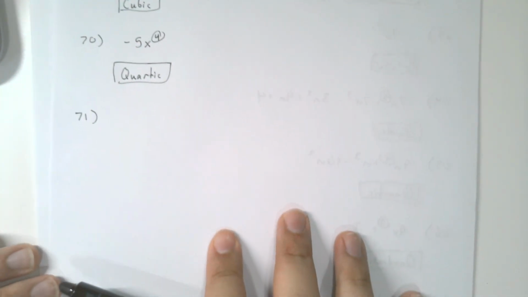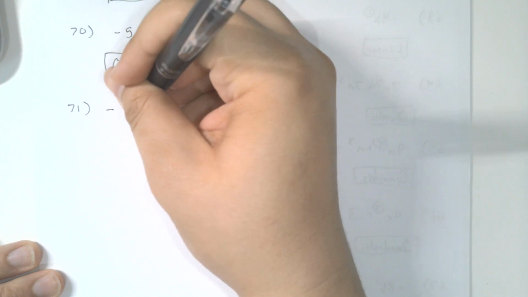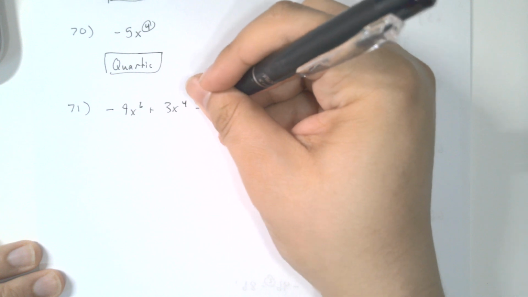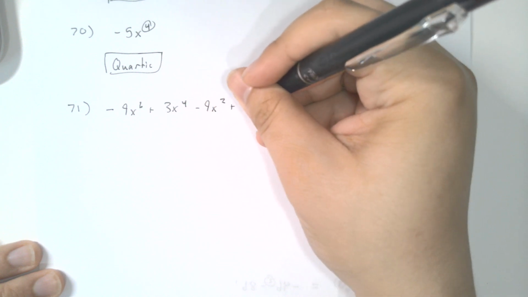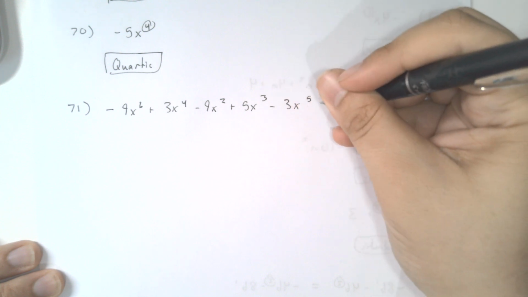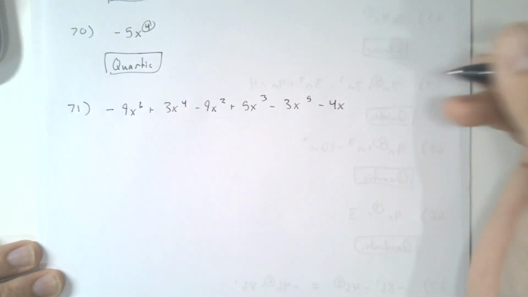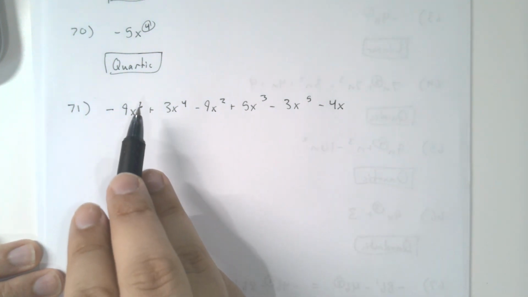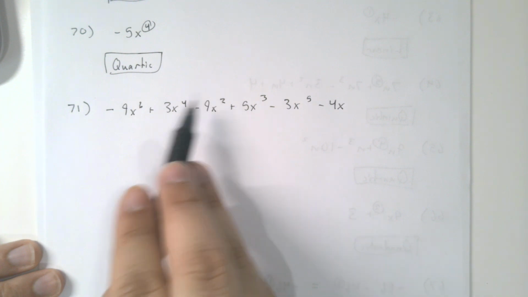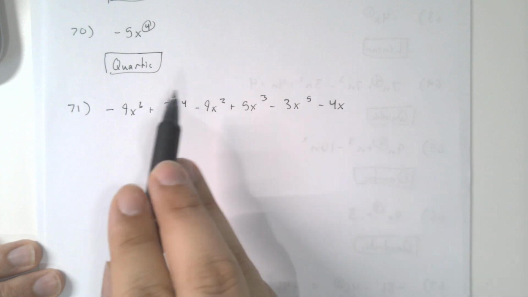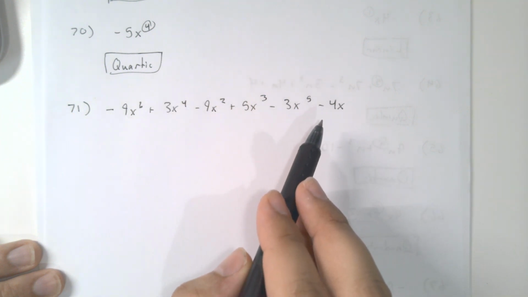For number 71, this is a long one. We have negative 9x to the sixth plus 3x to the fourth minus 9x to the second plus 5x to the third, minus 3x to the fifth, minus 4x. So we have a lot of terms here, and we see that it is not in standard form because we have 6, and then 4, and 2, and this is good so far, but then we go to 3, and then to 5, and then to 1, so it's not in descending order. So it's not in standard form.